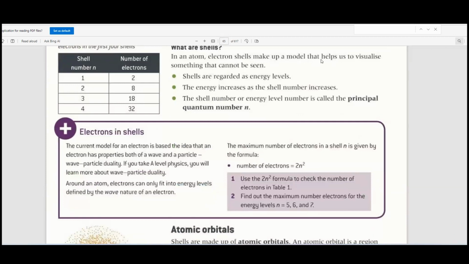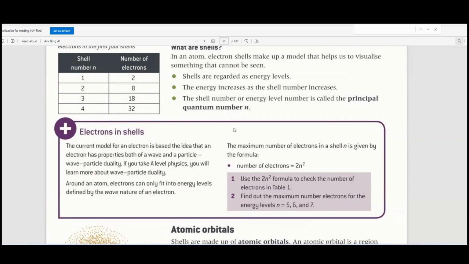Electron shells make up a model that helps us to visualize something that cannot be seen. Shells are regarded as energy levels. You already know that the energy increases as the shell number increases. So the energy at the outer shells will be greater than the energy in the inner shell. The shell number, or energy level number, is called the principal quantum number.